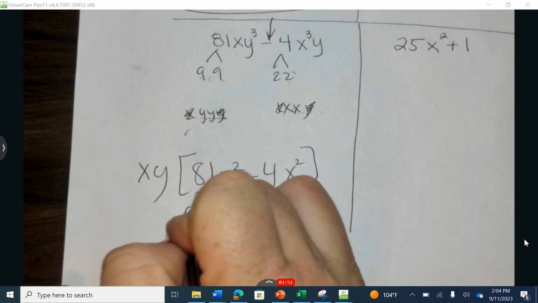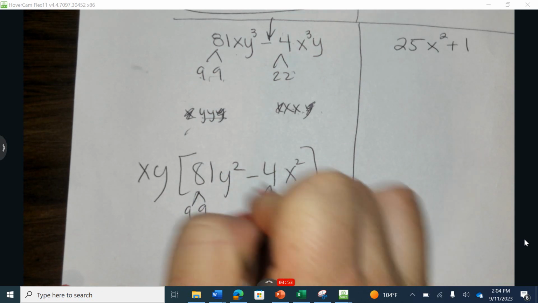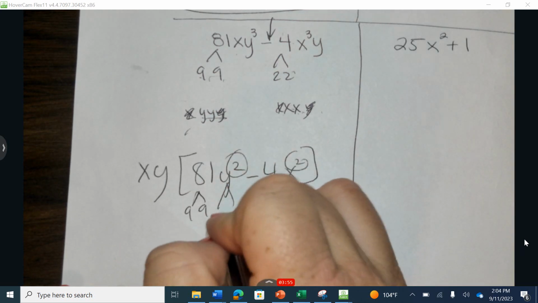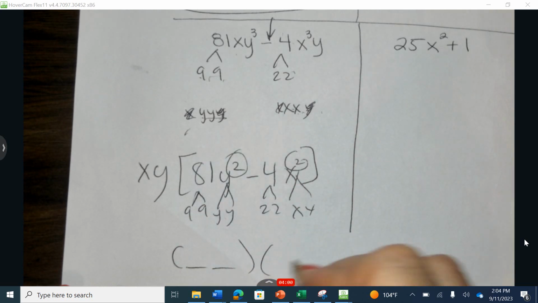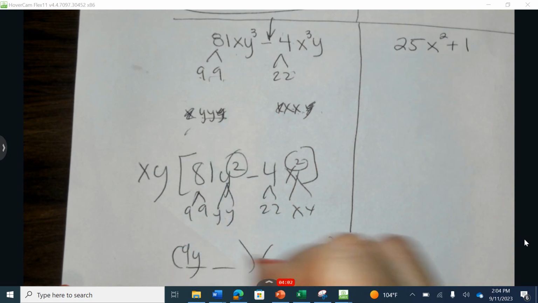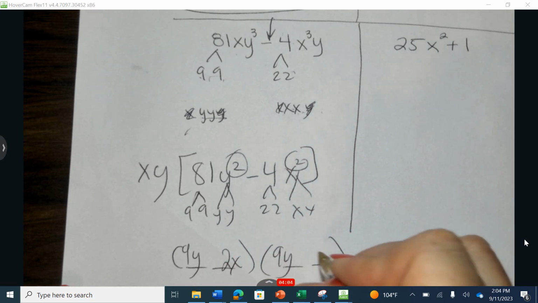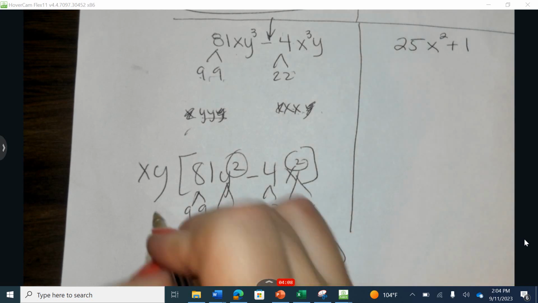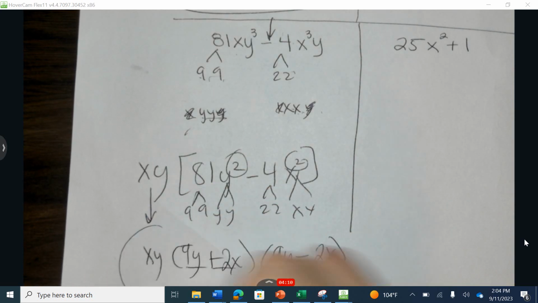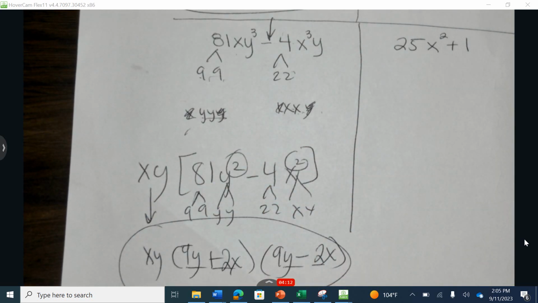This, as we set it up above, breaks into 9 and 9, 2 and 2. Each one of these is divisible by 2. So 9's come from the front, 9y, 9y. 2 x's come from the back. 1 is addition and 1 is subtraction. Now here's the part a lot of students are going to forget. Don't forget to bring back down the xy.